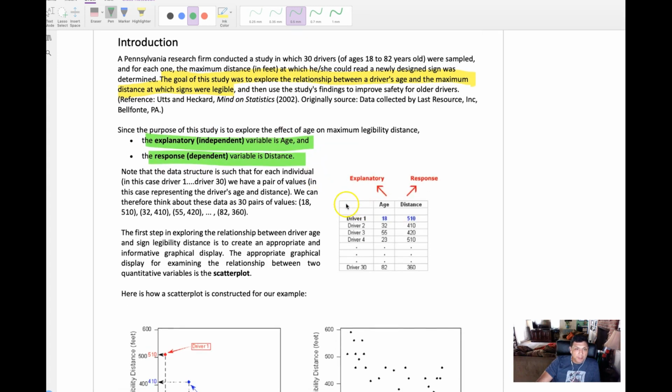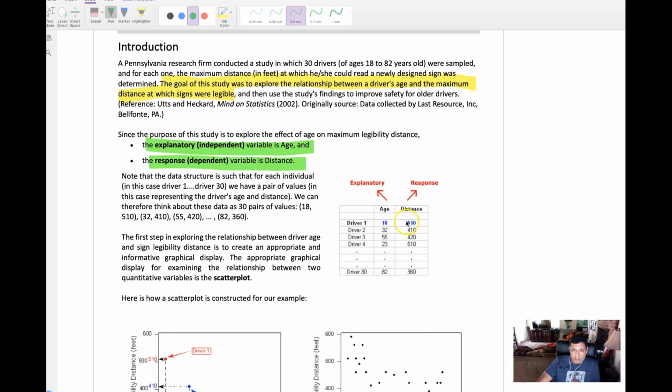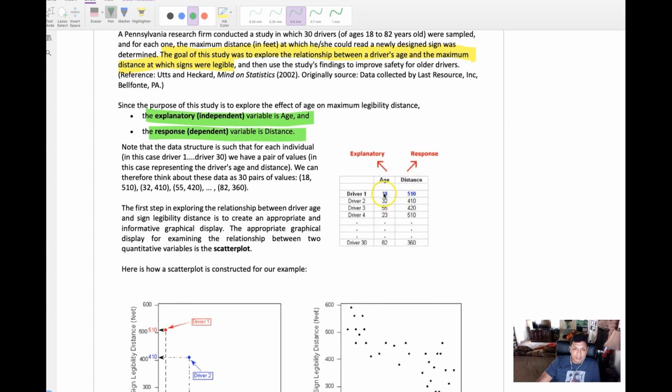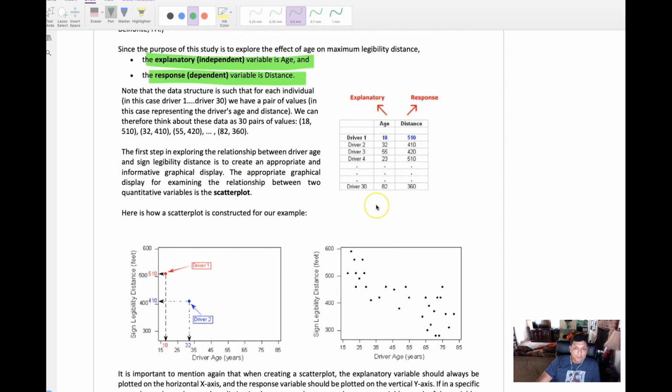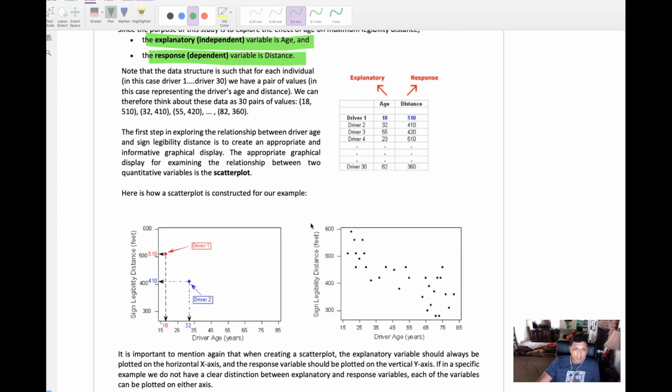So for example, in this situation here, the goal of this information we have here is to explore the relationship between a driver's age and the maximum distance at which signs are legible. So the thinking is that the younger you are, you can see further. And so data was collected with age and how far someone can see. And so when we collect data and have data with two variables, we want to study those.